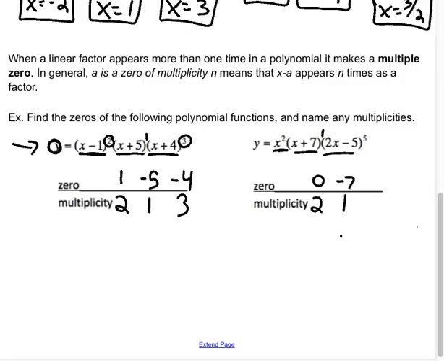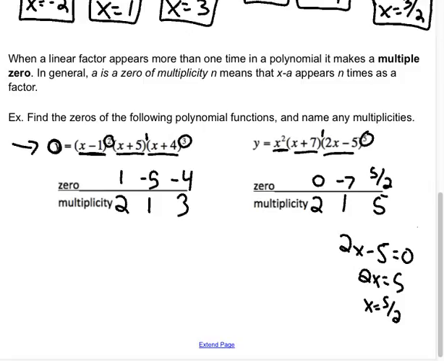That one, remember, takes a little bit more scratch work. If I want to know what is actually going to make that 0, then do the math: add the 5, divide by 2. So this one is going to be 5/2, and it has an exponent of 5, so its multiplicity is 5.